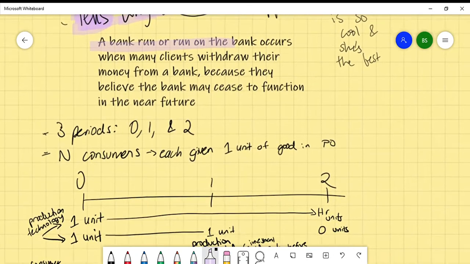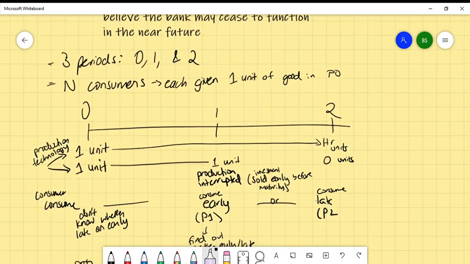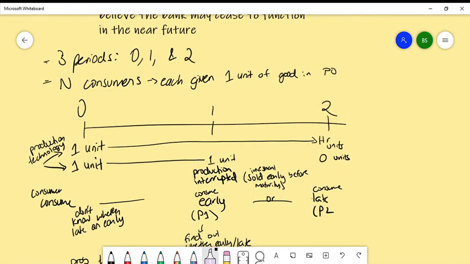So in this model, there are three periods: 0, 1, and 2. 0 is the present. 1 and 2 are both the future. 1 is the early future, and 2 is the far future. First of all, there are end consumers, just like in the other model. Each person is given 1 unit of a good in period 0, let's say $1.